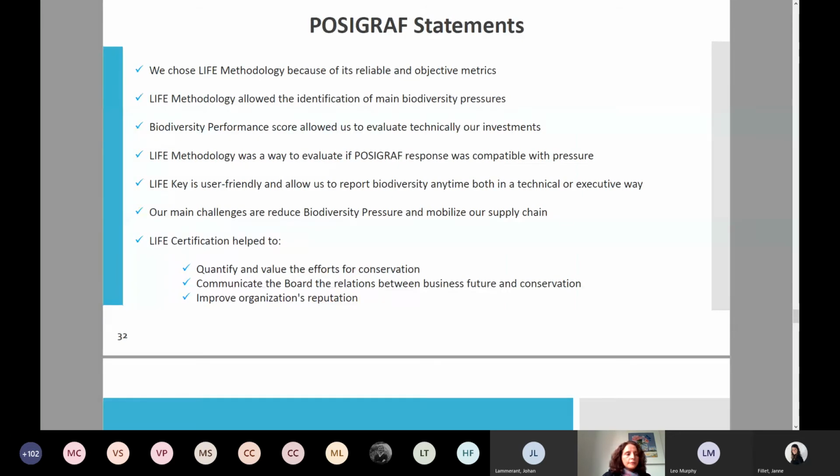So now I have 6 minutes, so I was very good on timekeeping. I'm going to ask Jean Guimarães, the president and owner of Posigraph and shareholder of Positivo Group, which is a huge educational group in Brazil, to say what his experience was regarding the LIFE methodology. I thank you for your patience, and I will hand over to Jean Guimarães for his statement. Thank you.